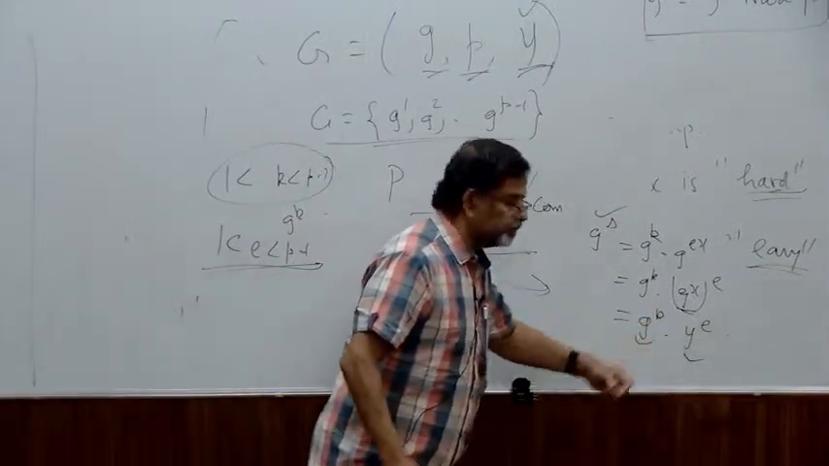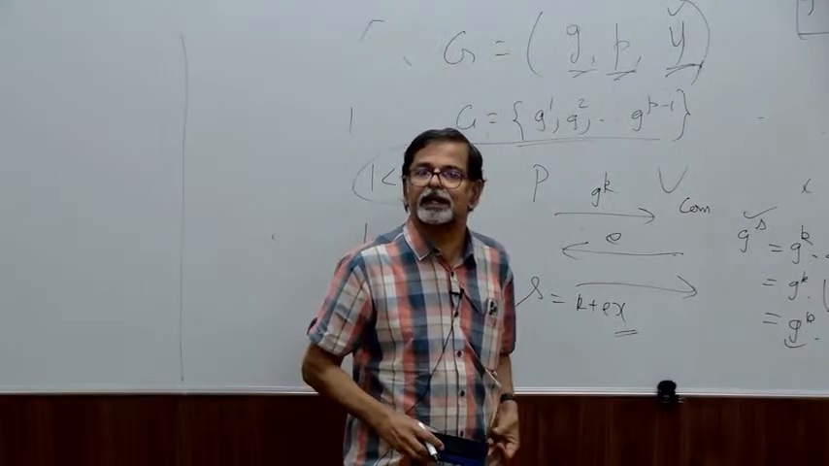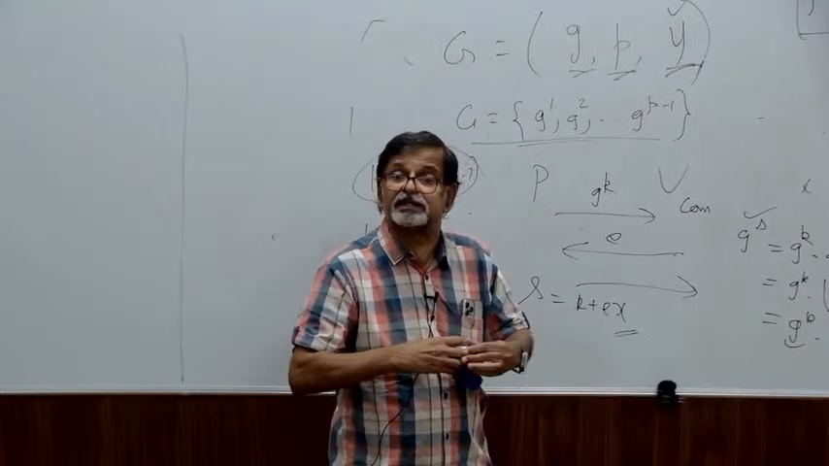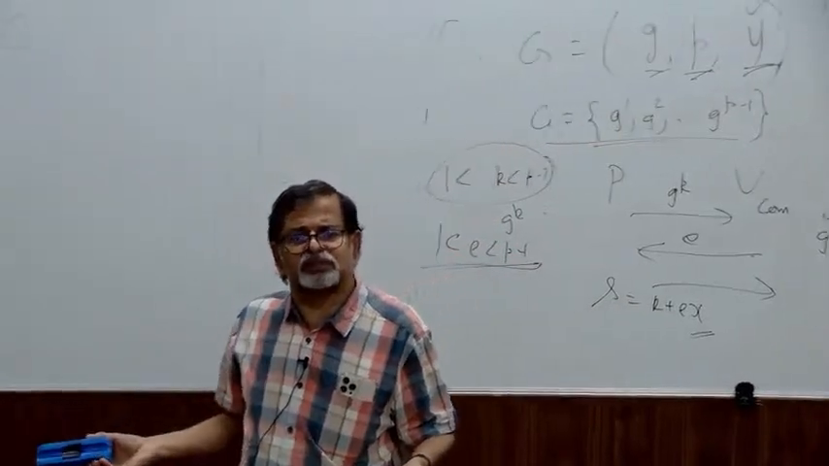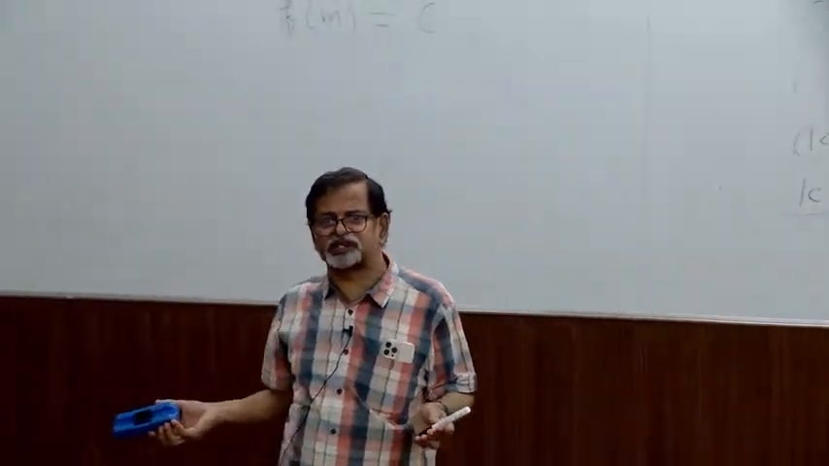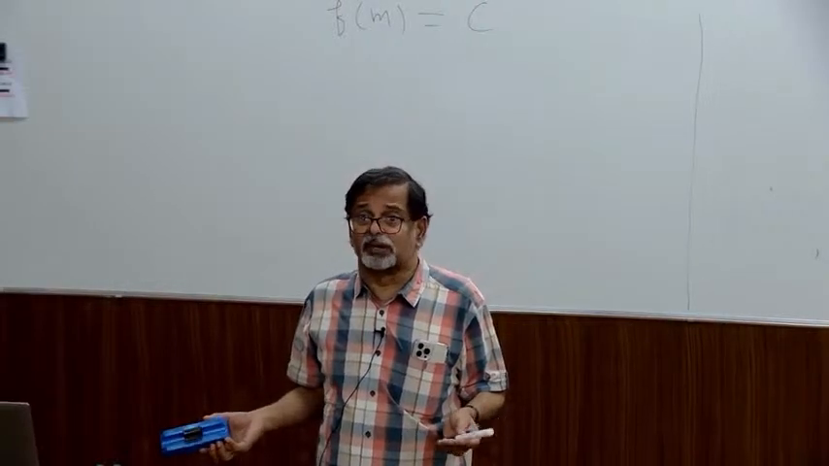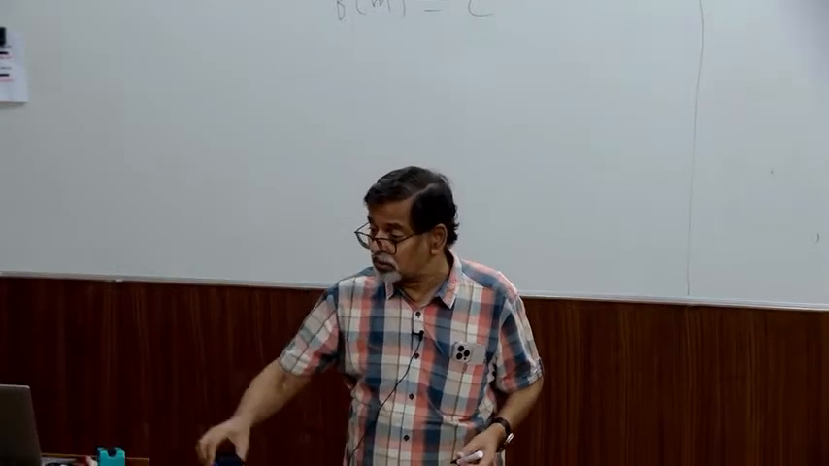He can compute y power e, and he can check whether these two are equal. If these two are equal, you accept. That is the verification. If they are not equal, you reject it.